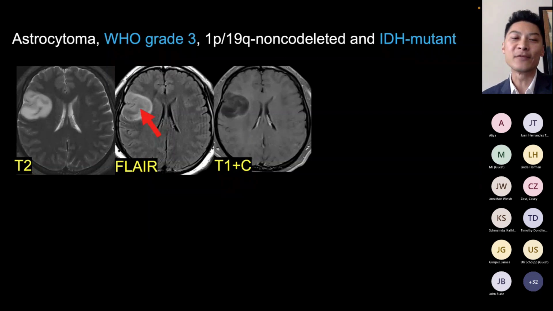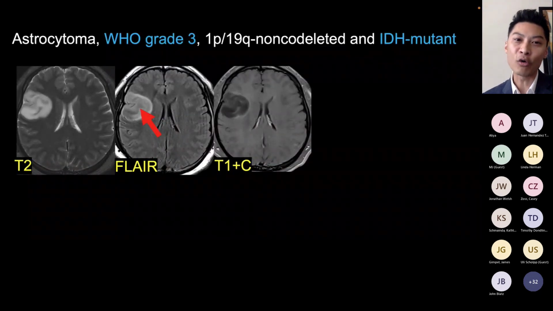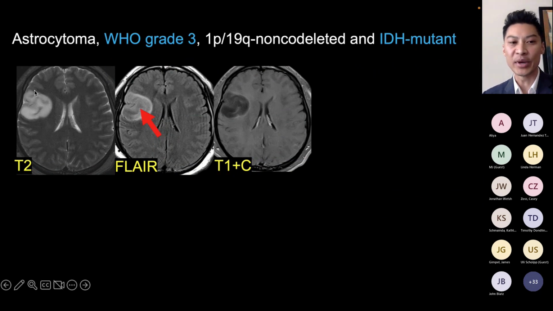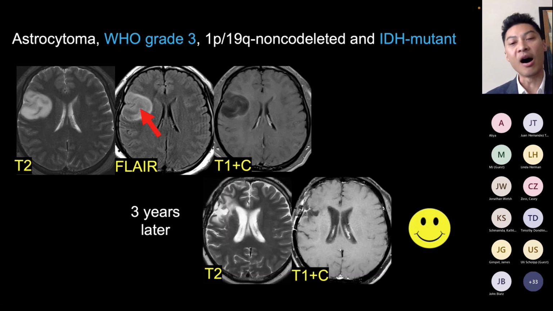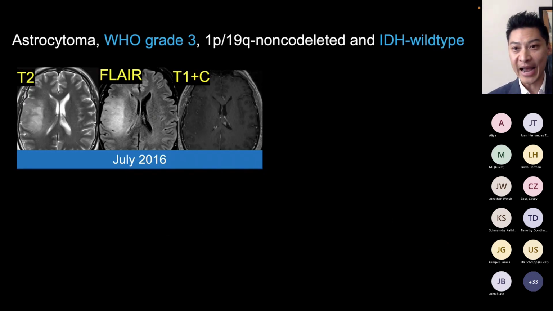So let's look at a few examples of that. These are all going to be grade 3 astrocytomas. This patient presents with a right frontal tumor. It's T2 bright. Centrally, there's FLAIR suppression. You can see it's darker, and there's no enhancement. So this is suggestive of an IDH mutant tumor based on imaging, and that's what it proved to be after surgical resection. Three years later, the patient represented, and you can see that this is just expected post-surgical change, and the patient is doing well.